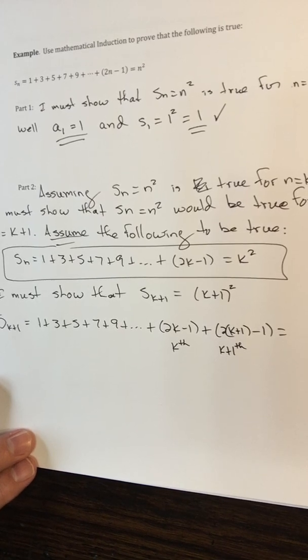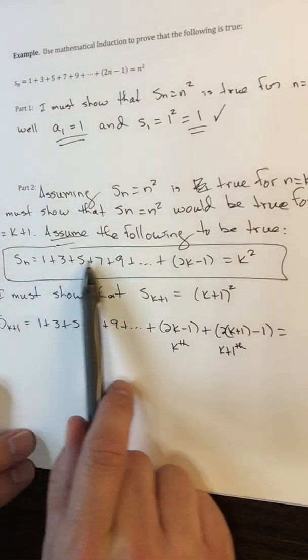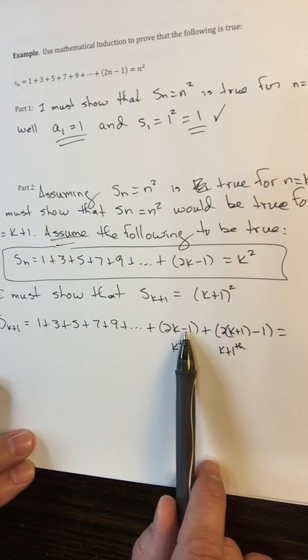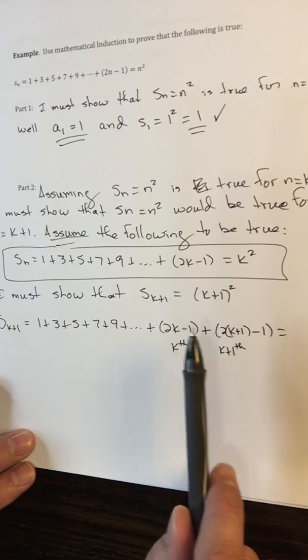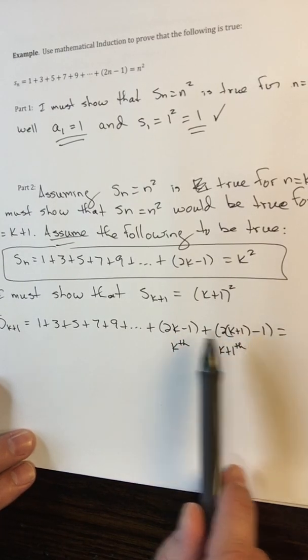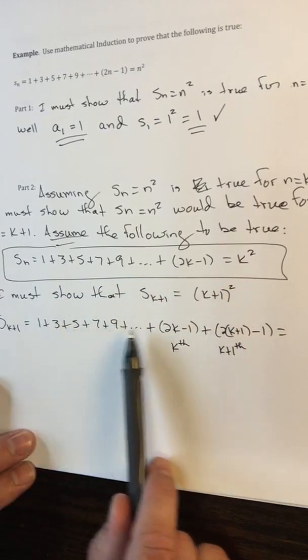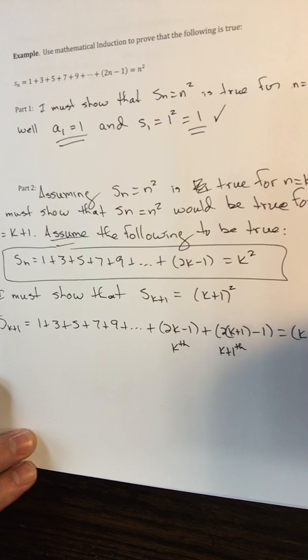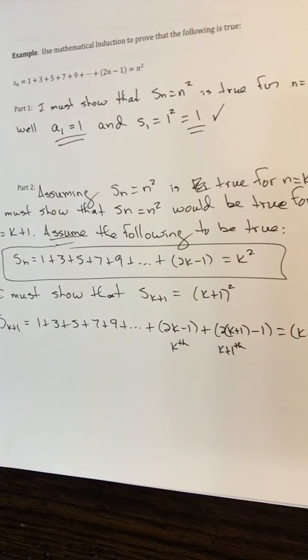All right, let that sink in for a second. I assumed that this is true for k terms. Well, there they are again, because I'm trying to show it's true for one more term. So I'm going to add a term by taking the formula and putting a k plus 1 in there. So this had k terms, this now has k plus 1 terms. And I've got to show that this is equal to k plus 1 squared.